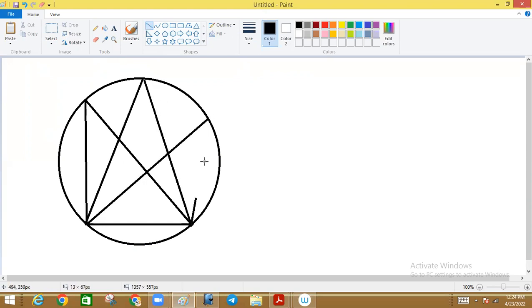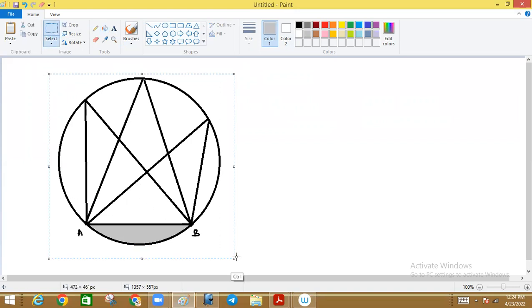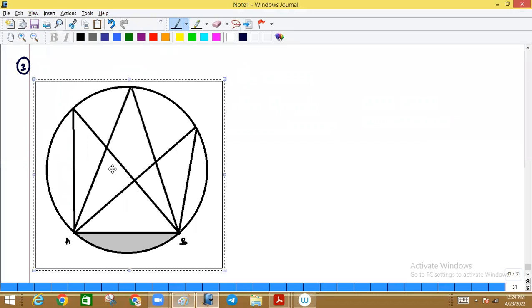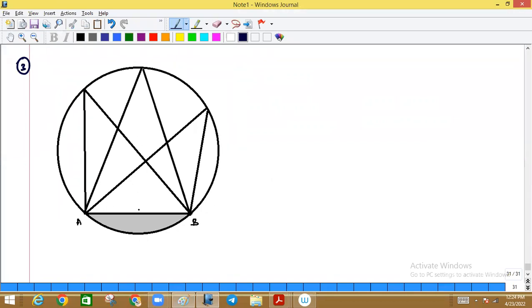For all these angles, what is the base? Can I say the base is AB or else the segment which is shaded? I'm shading the segment. This is the base for all these three angles subtended. So I would say angles subtended from the same chord or else from the same segment are equal. It is theta, then this is also what? Theta. And then this is also what? Theta. Understood? If the base is same, angles are always same.